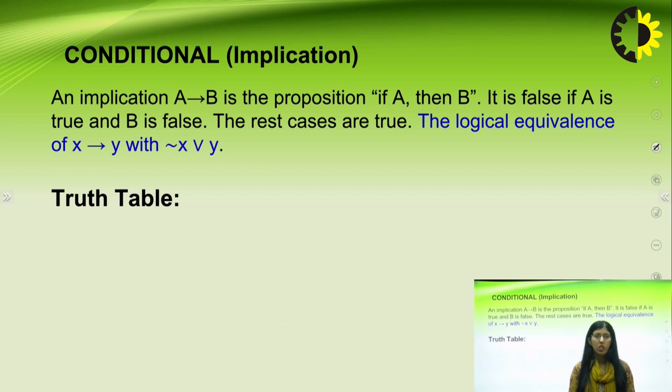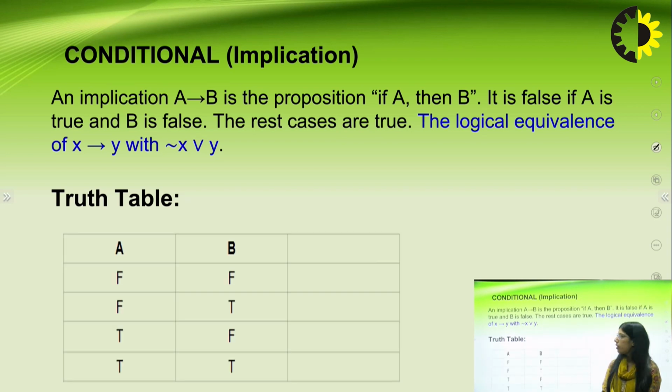Fourth one is conditional or implication. It is false in a single case, where the first proposition is true and the second proposition is false. In this particular case, it is false. Otherwise, in all the other cases, it results in true only.